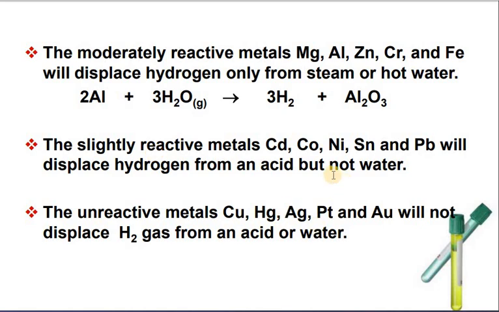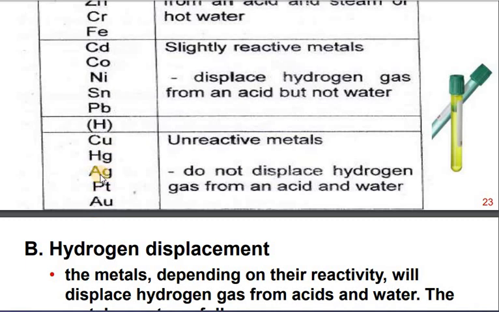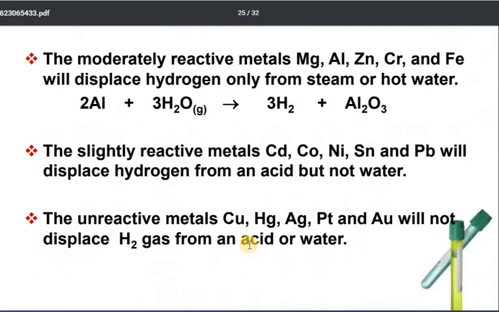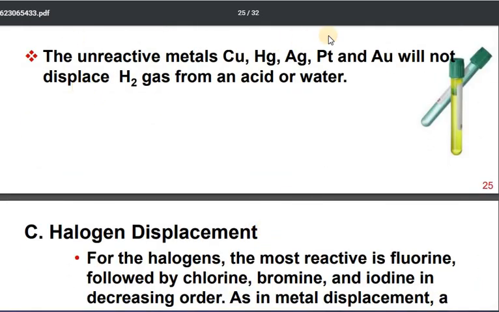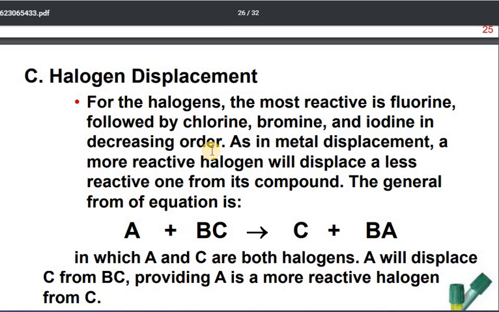If you go down, cadmium, cobalt, nickel, tin, lead may not displace hydrogen from water, though they may displace hydrogen from acid, because they are less reactive. Similarly, below hydrogen, these metals will not be able to displace hydrogen even from acids, and that can be displaced with the help of acid, not water. So we should be able to understand how this reactivity series works. In the next chapter you will understand more about it. We will discuss it in detail. Now I am covering only the types of reactions.